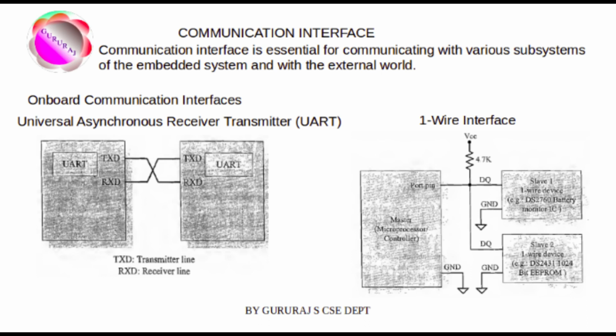Next onboard communication interface is parallel interface. The onboard parallel interface is normally used for communicating with peripheral devices which are memory mapped to the host of the system. The host processor or controller of embedded system contains a parallel bus, and a device which supports parallel bus can be directly connected to this bus system.